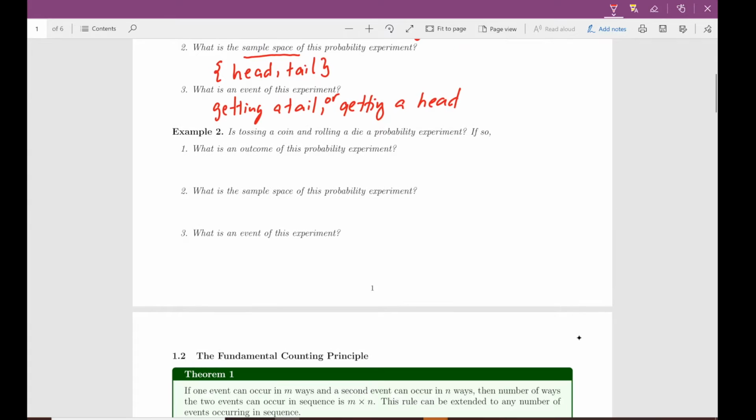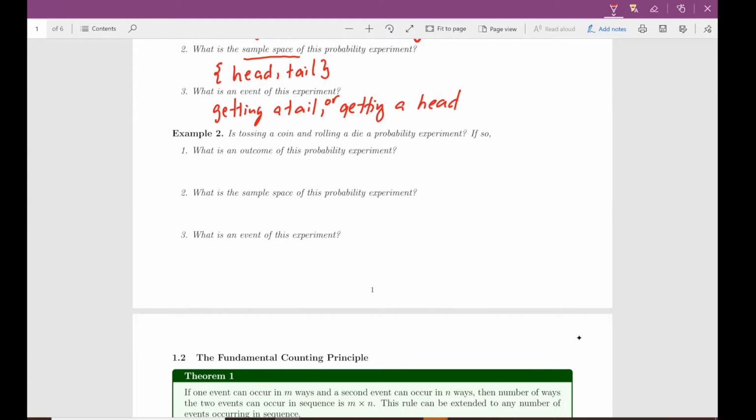Okay, go to the next example. Now, the experiment is tossing a coin and rolling a die. This is also a probability experiment because you have some actions and you get results, right, and outcomes out of those actions. Cool. So yes, it is a probability experiment. So the question is, what is an outcome of this probability experiment? Again, you are tossing a coin and rolling a die. So let's go back here.